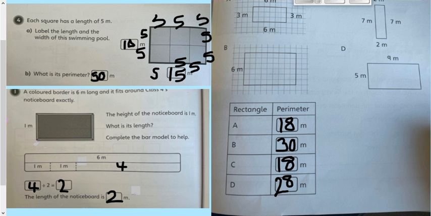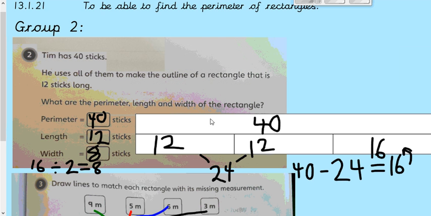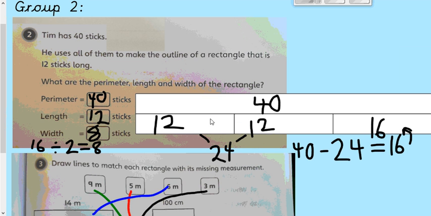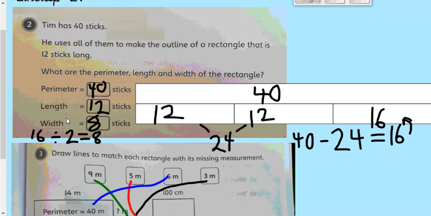If you were on group 2, you should have had the perimeter as 40 sticks. So I think I actually drew it because I've already worked these out. I think I drew it to help me, and then that's how I worked out the perimeter. The length was 12 and the width was 8, and you can see I've also used a bar model to help me. So if you weren't sure how to do it, here's the bar model.